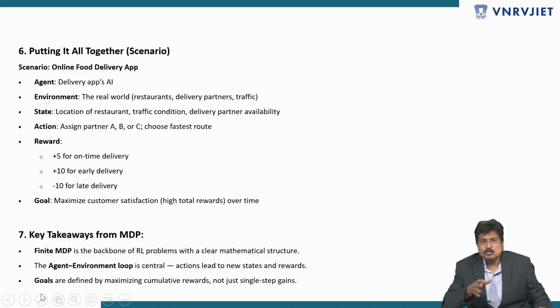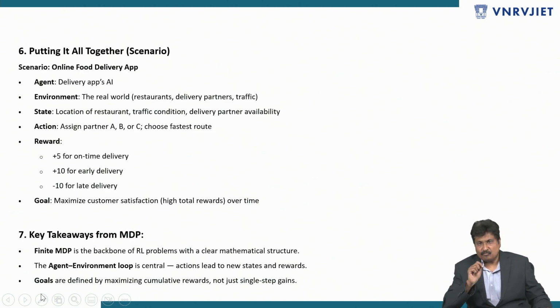The reward is going to be plus 5 once it is an on-time delivery, plus 10 if it is an early delivery, and minus 10 for late delivery. So these are the kinds of rewards that happen in our food delivery app. Here the goal is maximizing customer satisfaction, that is, high total rewards over a particular time. That's a simple scenario of actions, environment and rewards with a sample application, the online food delivery app.